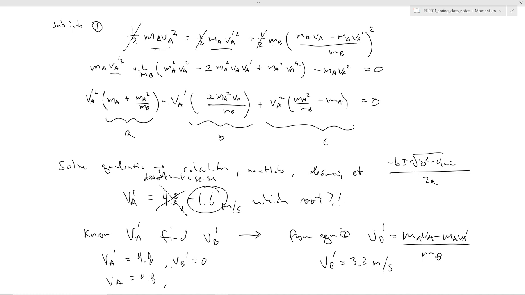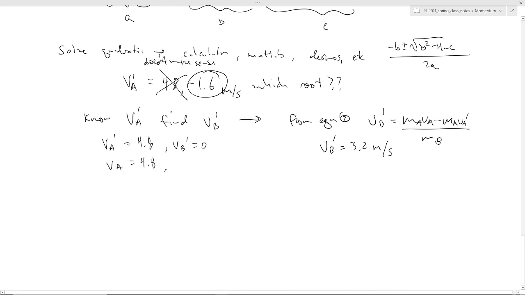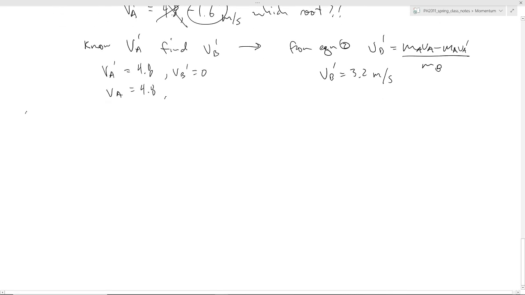But speaking of shortcuts, let me show you something that's helpful for one-dimensional elastic collisions. This was rather involved because we ended up with a quadratic. So check this out.